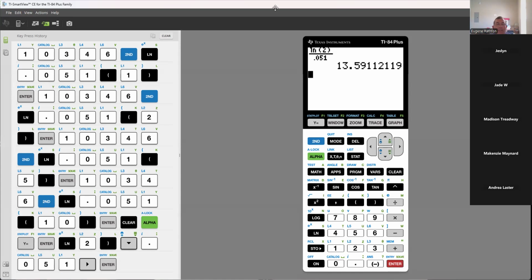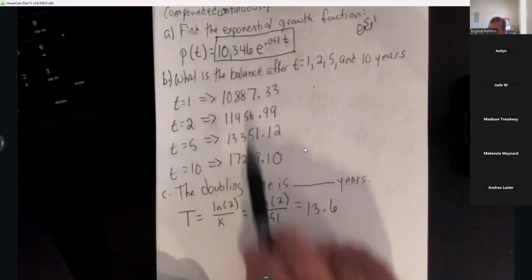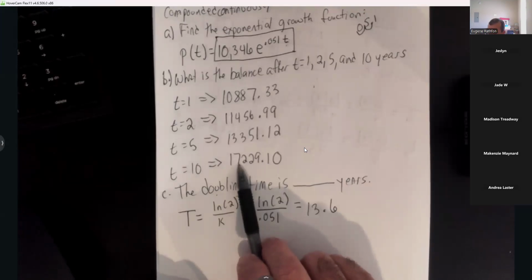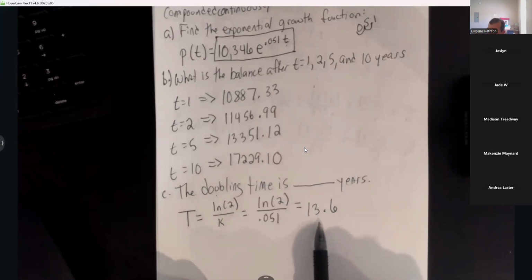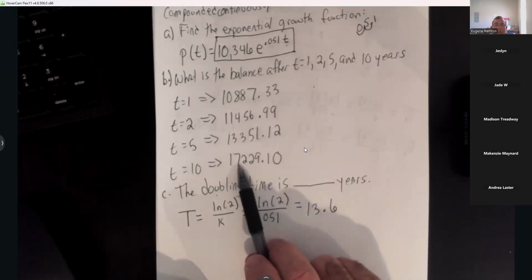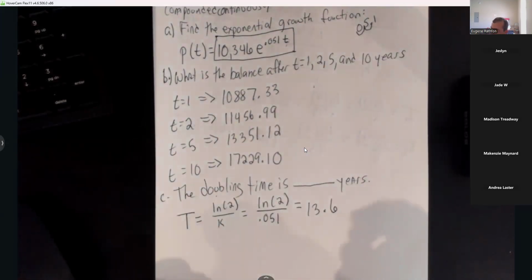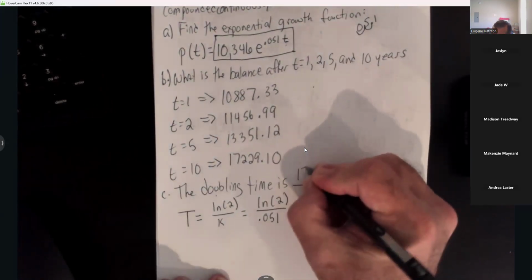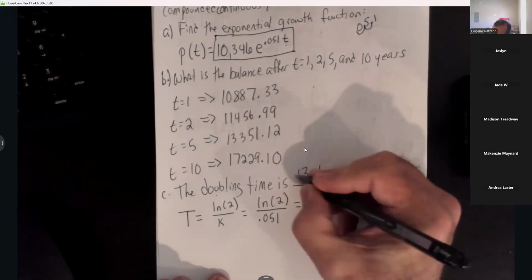And y'all, that makes sense. In 10 years, it went from 10,000 to 17,000. So another 3.5 years or so, it's going to go from that 17,000 into 20,700 or whatever, okay? So in the blank, all you had to put was this, 13.6.